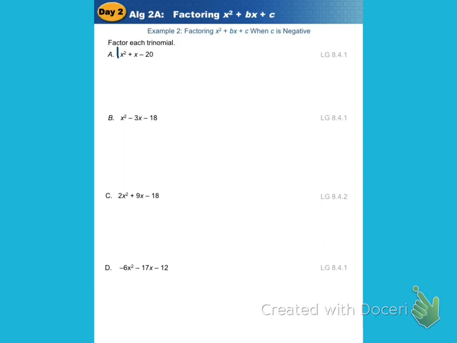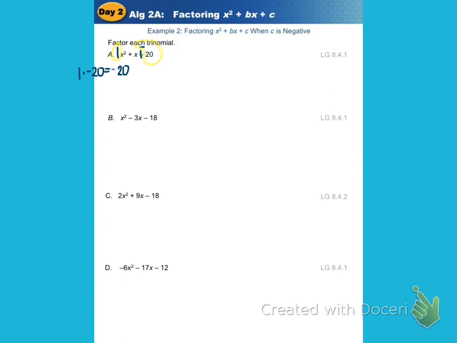So if you look at example A, notice that x squared plus x minus 20, the A is actually a positive 1. So I just filled that in. If you don't have a number, it really means there's a 1 there. And the C is actually a negative 20, because that's a minus 20. So when I change it to addition of the opposite, I get a negative 20. So that means when I'm multiplying my A and my C, I'm multiplying a 1 times a negative 20, which is negative 20.